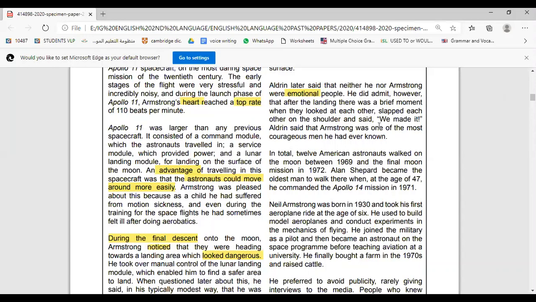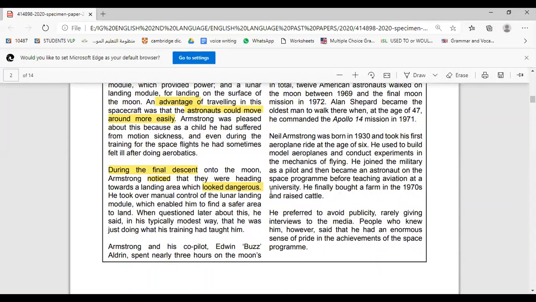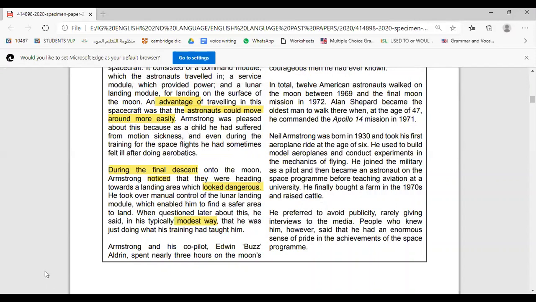And then we need something else about the personality of Armstrong. Let's go faster. Till now we didn't see anything else about personality. I remember the dangerous module, which enabled him to find a safer area to land. When questioned later about this, he said in his typical modest way that he was just doing what his training had taught him. So he's a modest person. You can write that. This is another piece of information about his personality. He's also a polite person, but I prefer to write modest. Don't say considerate, don't say polite. We don't need this.